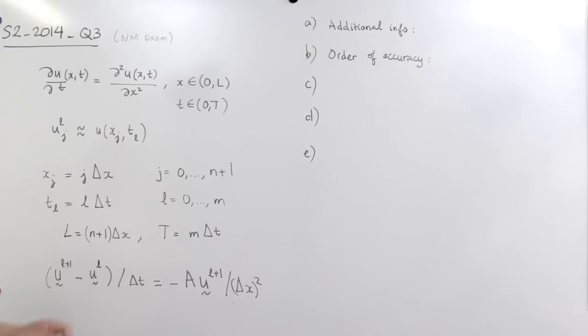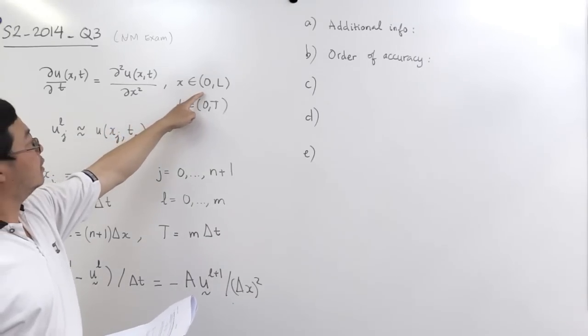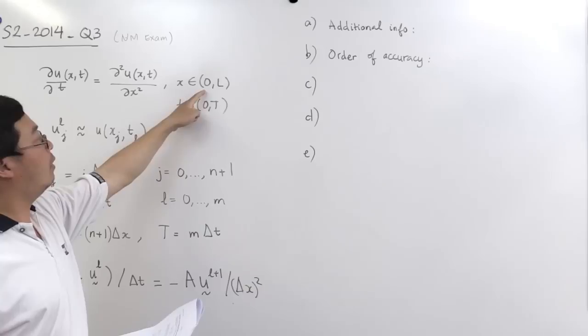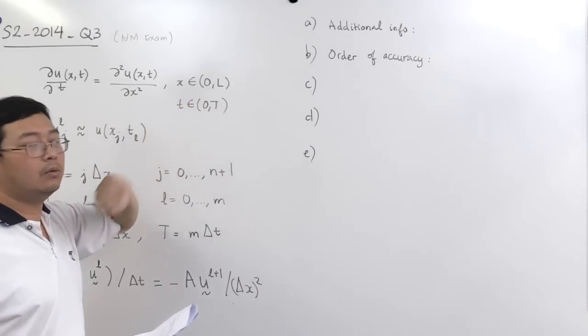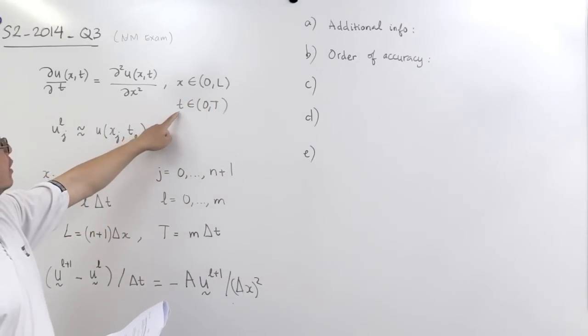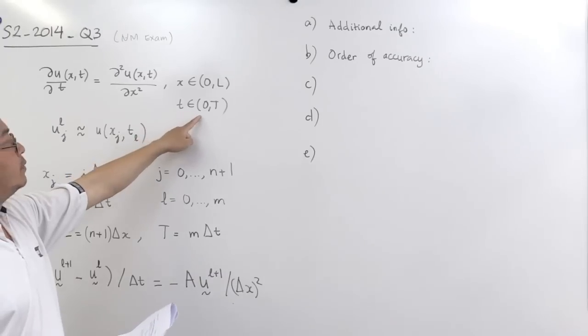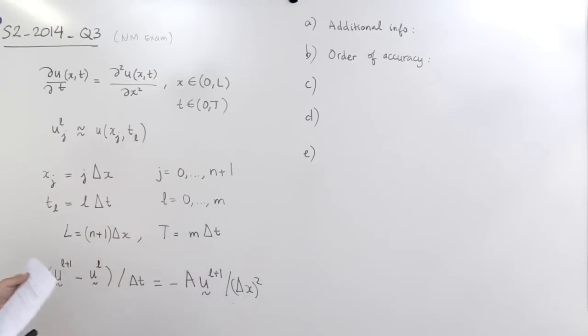And so U is the temperature, okay? And U is a function of X and T. So X is space and T is the time variable. And X is the length of the wire, and it just goes from 0 to capital L, okay? And T is the time, so it goes from 0 to capital T, yeah?